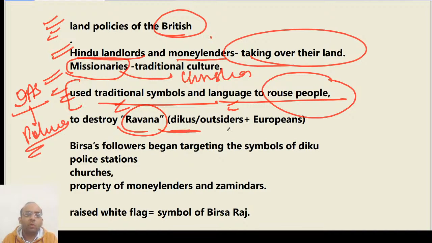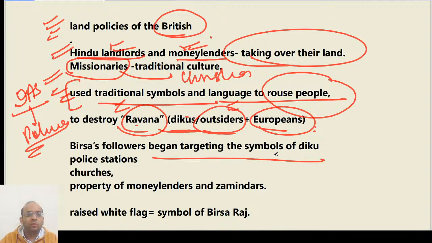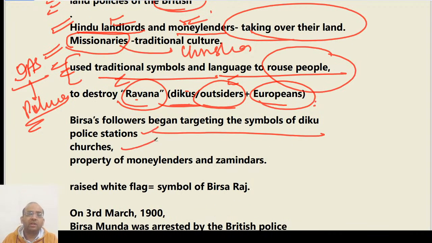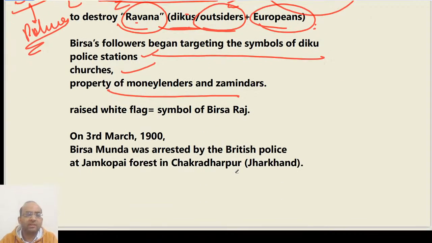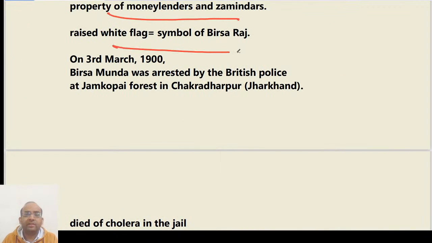they called it. Those Europeans who were there to convert their culture into Christianity, or Britishers, etc., and also the outsiders, the Hindu landlords and moneylenders, they called them Dikus or Ravanas. So these followers began targeting the symbols of Dikus. They raided and destroyed police stations, churches, and property of moneylenders, zamindars, etc. They raised their white flag, that is the symbol of Birsa Raj, that is, Birsa Raj had now started on this particular land.